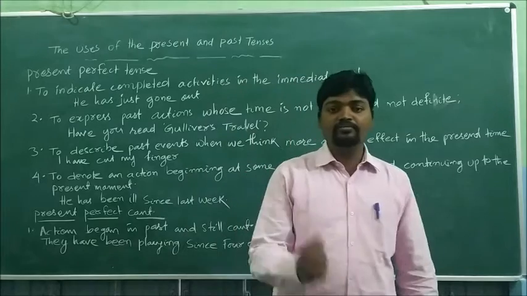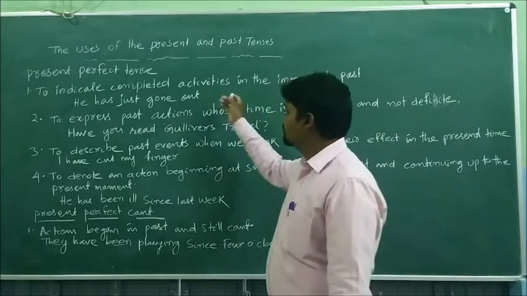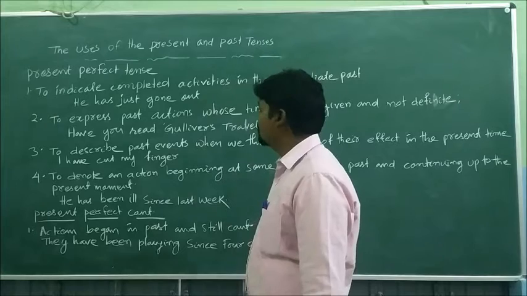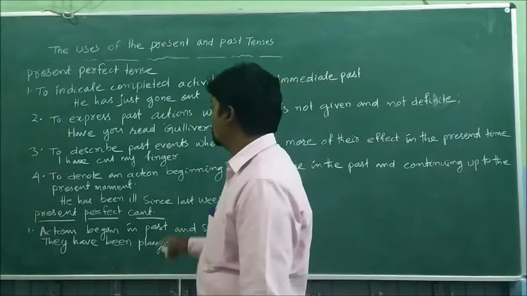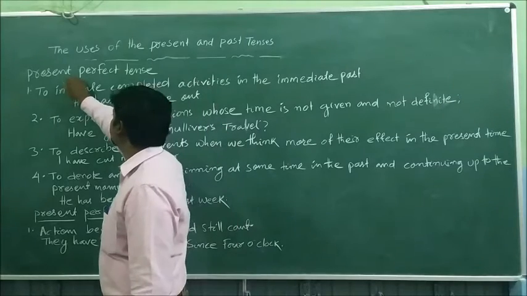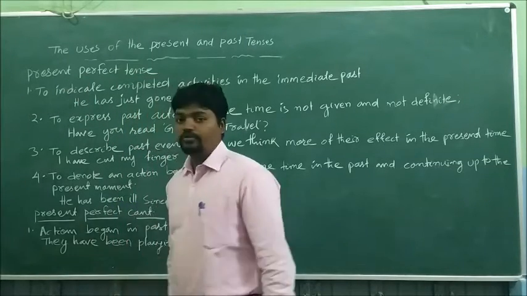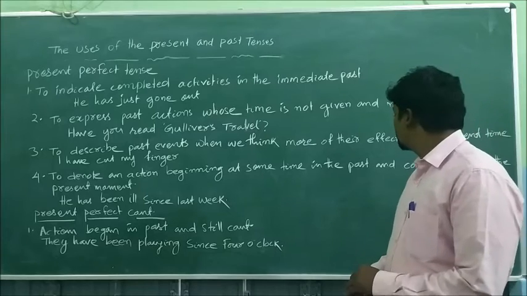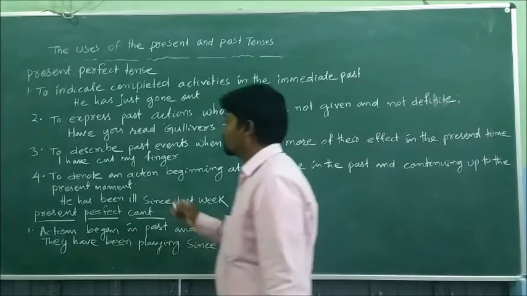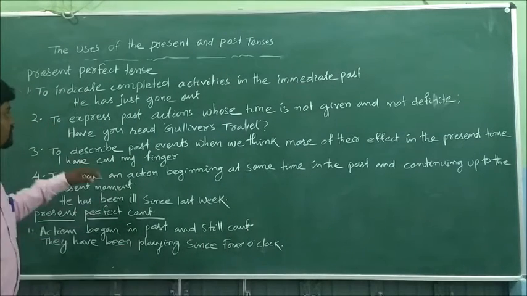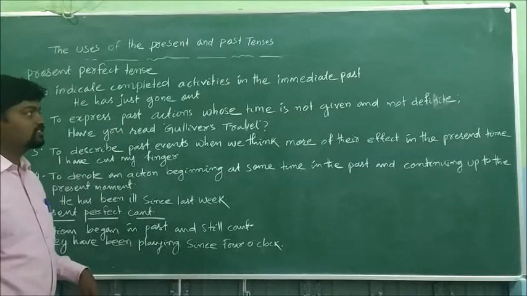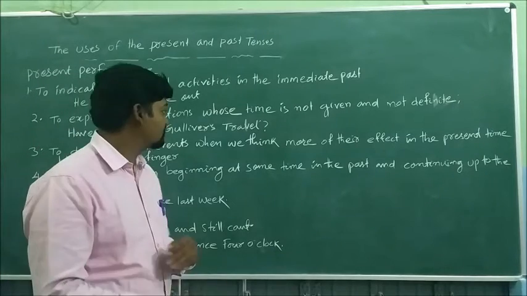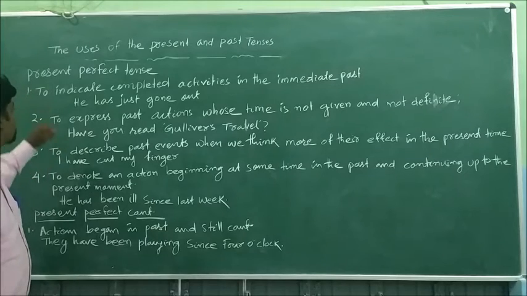Suppose somebody comes and asks, at that moment, if the person has just gone out, in these situations, to indicate completed activities immediately, we use what? Present perfect tense. Also we use it to express past actions whose time is not given and not definite. Suppose to express a past event, yes or no? So past actions whose time is not given or not defined. If the time is not fixed, in this situation we have to use present perfect tense.